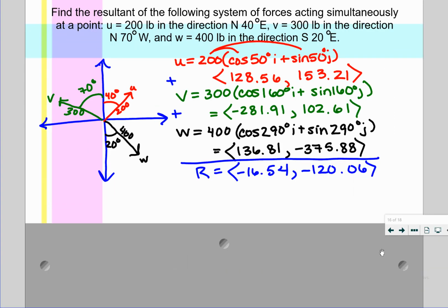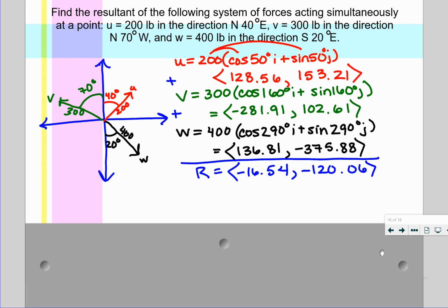All right, let's see. You should have a resultant vector of negative 16.54 and negative 120.06. If you didn't have that, double check your v and your w, and I would guess the most common mistake is going to be the angle, the 160 and the 290. If you didn't get them right, check your angles from that positive side of the x-axis, rotate counterclockwise. It's an easy thing to mix up there. After that, it might just be a calculator mistake.